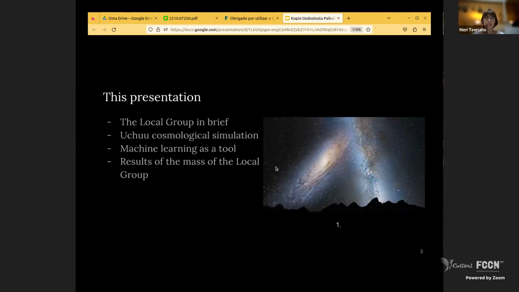In this presentation, I will talk about the local group in brief, and then I will talk about the UTSU cosmological simulation because we gathered our data from that simulation. Then I will talk about machine learning and how we used that in our research. And then I will present the results of the mass of the local group. And there is a picture of Andromeda and Milky Way colliding.